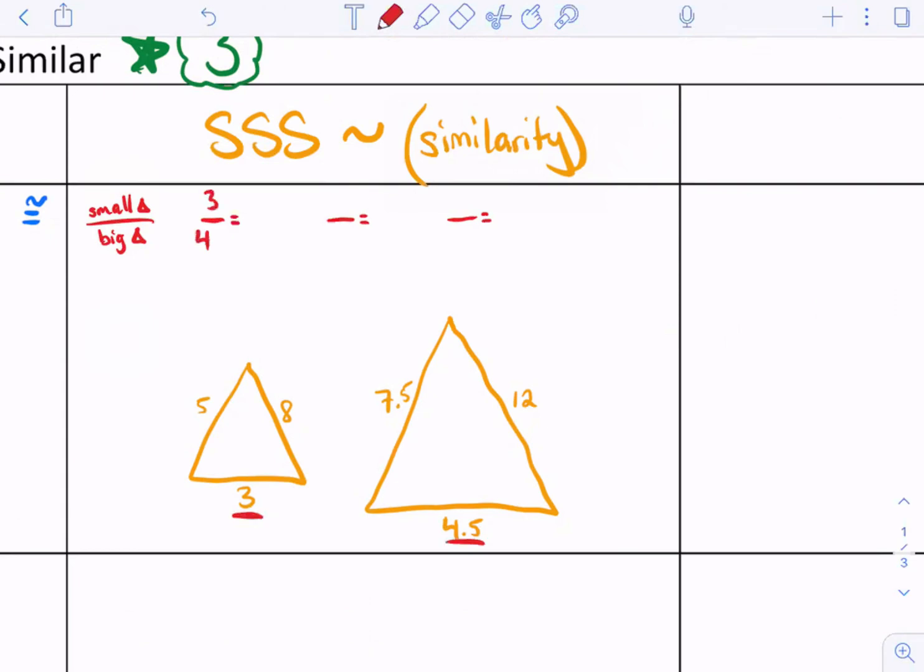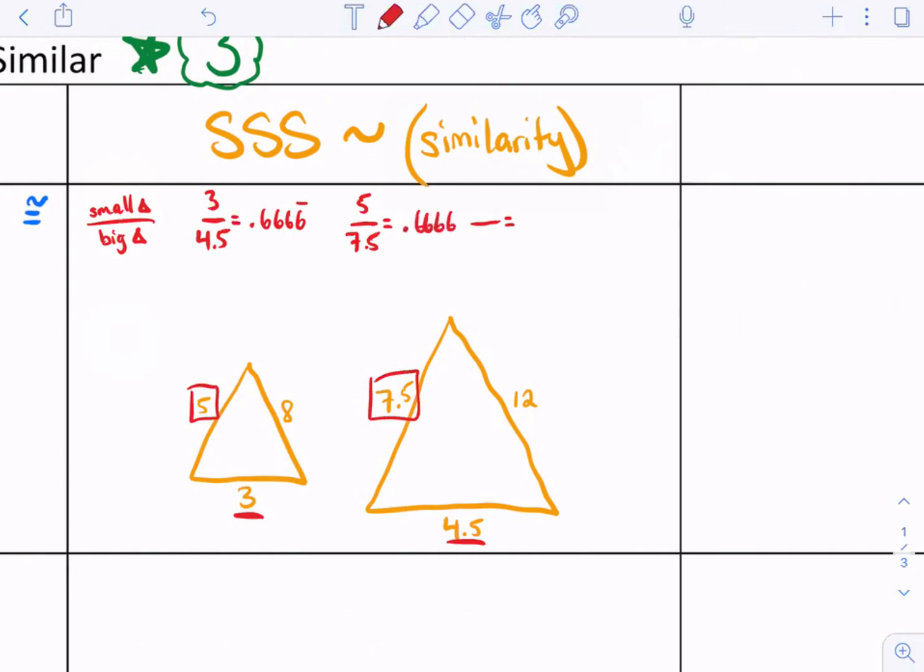So 3 over 4.5 is how much? So when I put in the calculator, I get 0.6666 repeating. Okay, trying the next pair of corresponding sides. The next biggest number here is a 5. The next biggest number here is a 7.5. So if I do 5 over 7.5, then I get 0.6666 repeating as well. So far it might be similar.